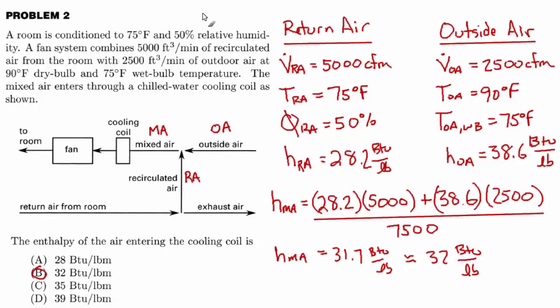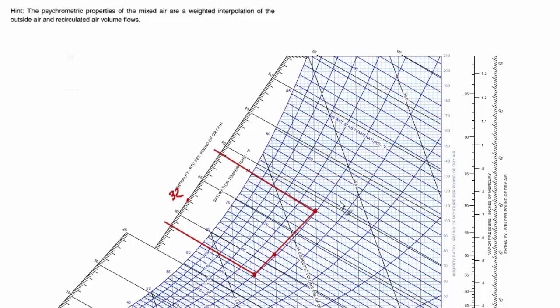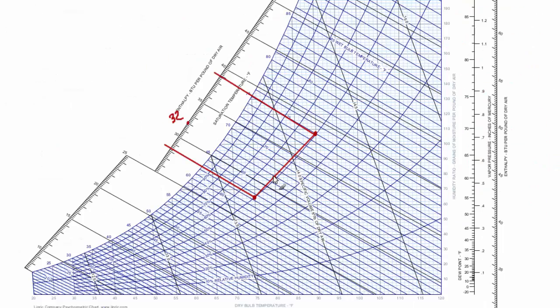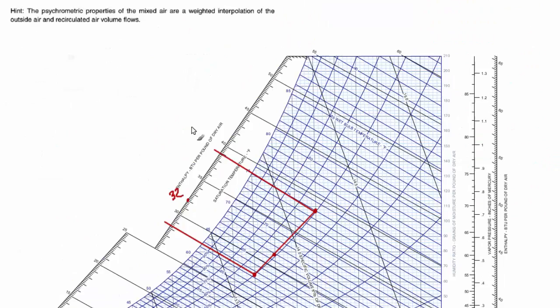So long story short, we found the return air and outside air conditions on the psychrometric chart. We recognize that any property of mixing those two streams has to be somewhere along that line. Of course, it's going to be closer to the stream with more volume, which in this case is the return air. And if you want to work that out mathematically, you can do a weighted average, and it turns out to be an enthalpy of 32.